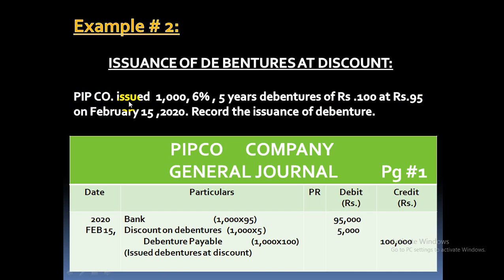Pipco company issued 1000 debentures. This is the number of debentures. 6% is the rate of interest offered by the company. In our entry to record issuance, we have nothing to do with this percentage or with the time duration. We will be calculating the amount by multiplying the number of debentures with the amount for which we are issuing them. So now we are issuing these debentures for rupees 95 each.